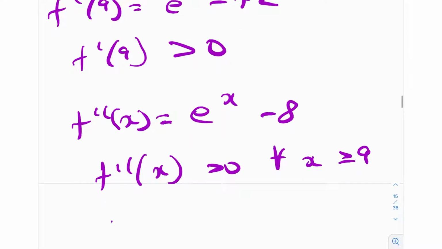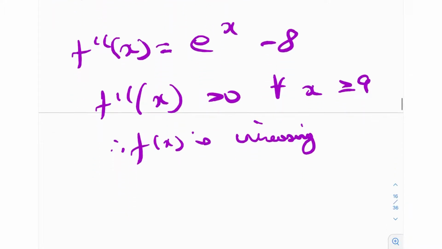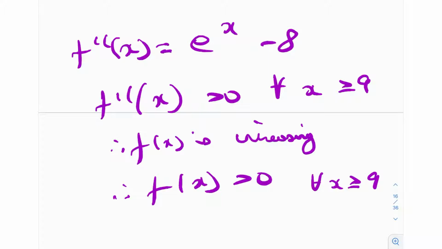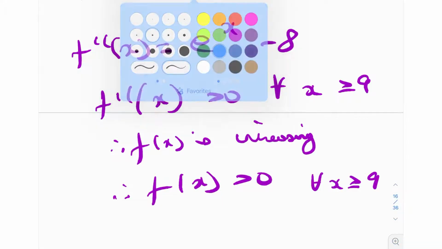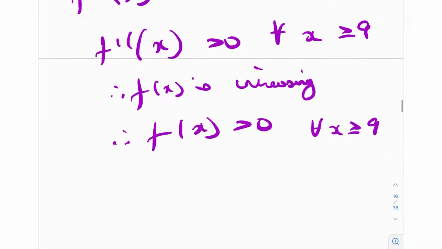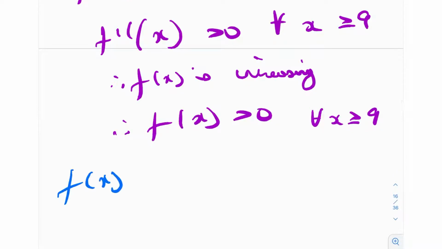So therefore, f of x is increasing in a given interval. So f of x is increasing. So therefore, strictly increasing rather, because it's greater than 0 for all x greater than or equal to 9. Now, what was the purpose of doing all of this? Well, what's our function? So f of x was what? e raised to the power x minus the other term, right?